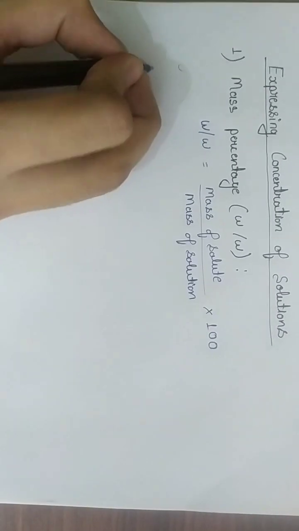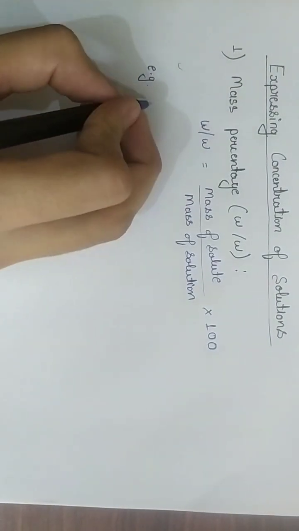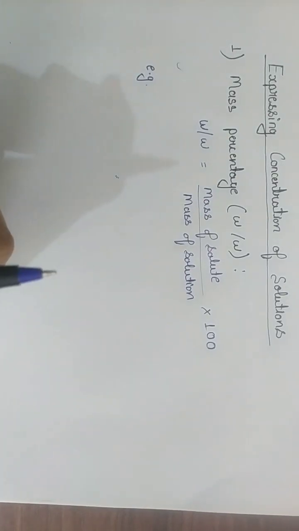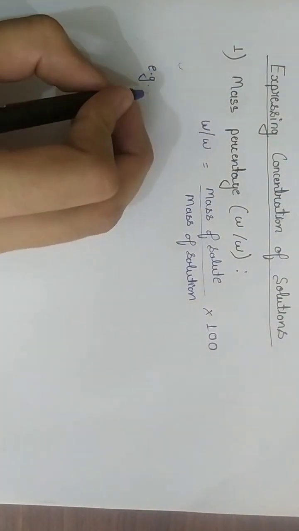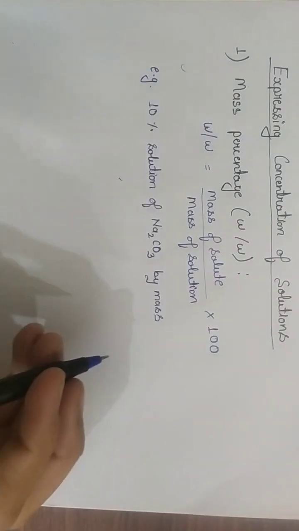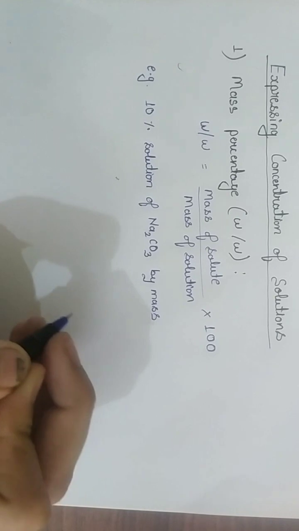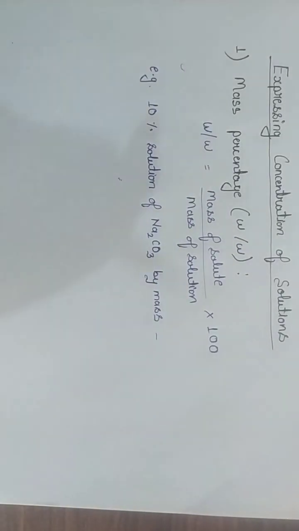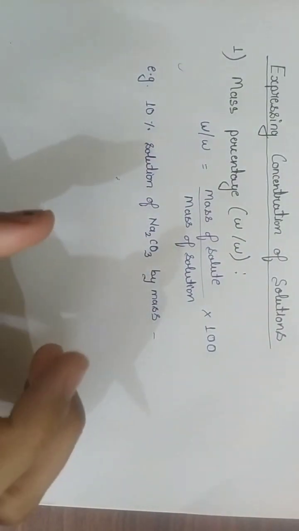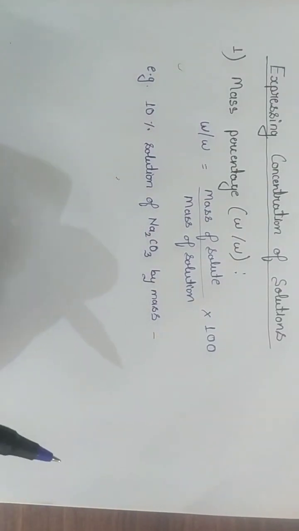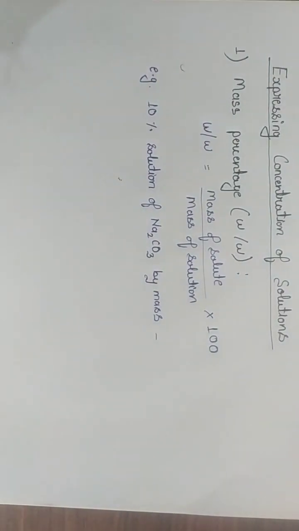Okay, example: if it is written 10% solution of sodium carbonate by mass, what does it mean? Let's first write it. 10% solution of sodium carbonate by mass. If it is written, it means that in 100 gram of solution, 10 gram sodium carbonate is present.